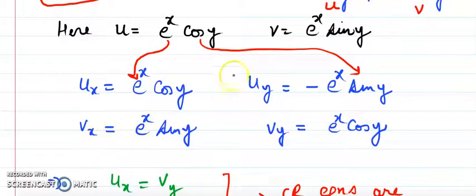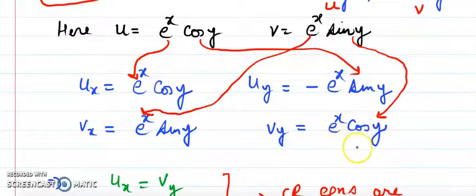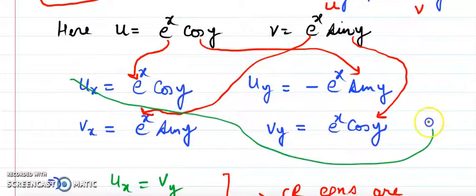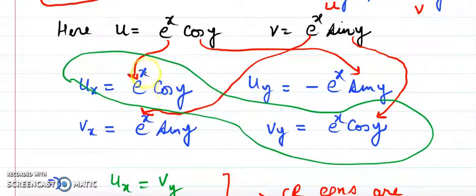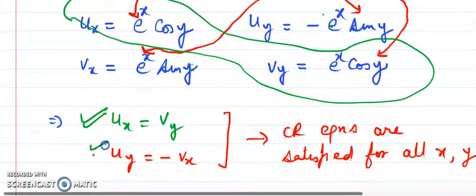What about v x? The derivative of e to the x is e to the x, sin y is constant because it is a partial differentiation. What is v y? v y is the partial differentiation of v with respect to y. Y is here, a single function, so the derivative of sin y is cos y. So we got this. Now the next part is checking. What we have to see is whether these two expressions are the same. e to the power x cos y and e to the power x cos y are the same. My first CR equation is satisfied. For the second CR equation, these two should be equal and opposite in sign, and you are observing they are equal but opposite in sign. So the second condition is also satisfied.